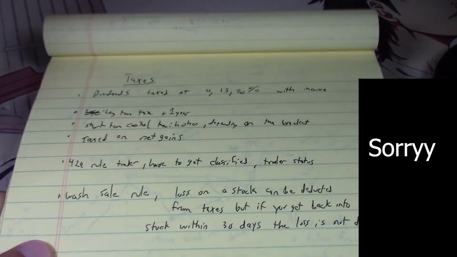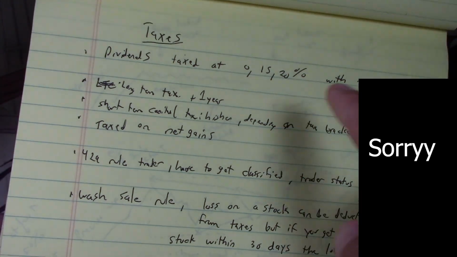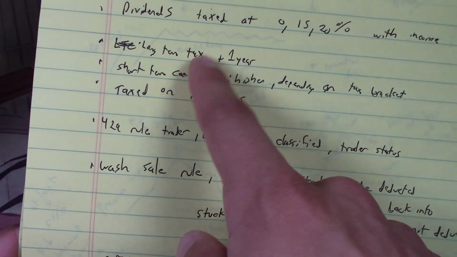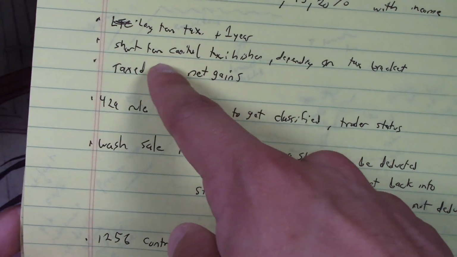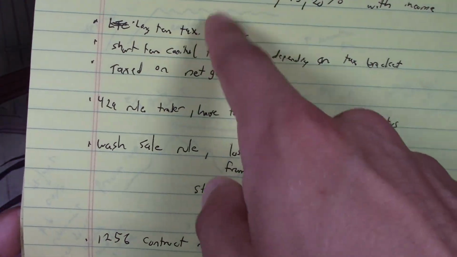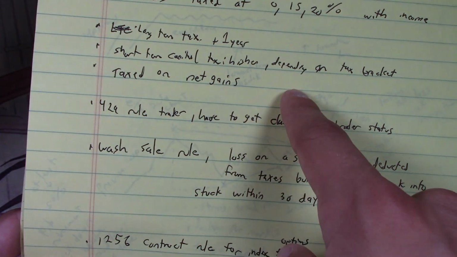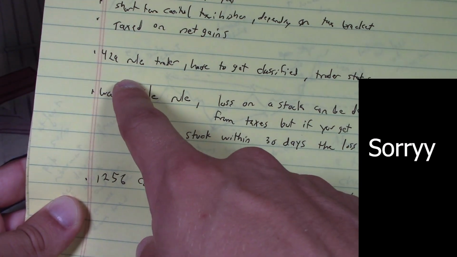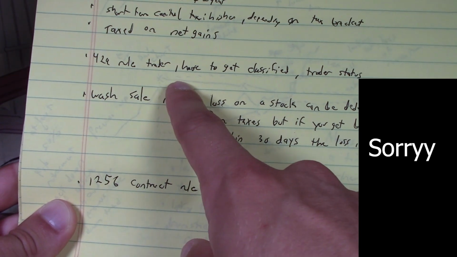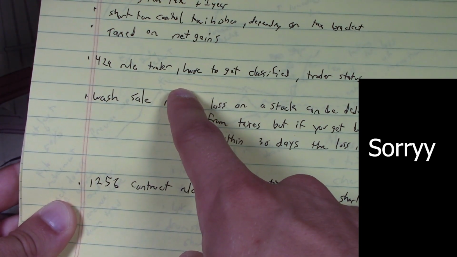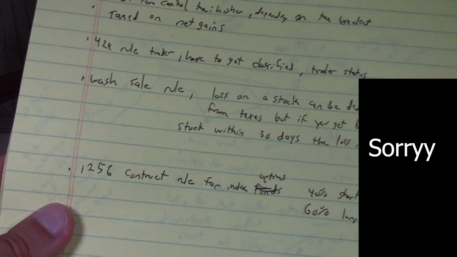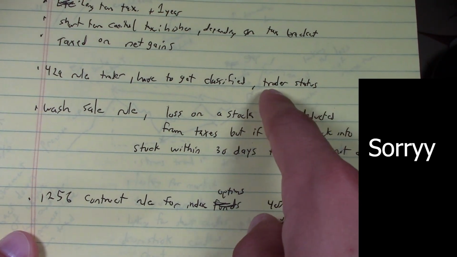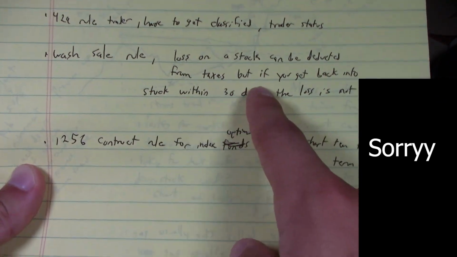Oh, taxes. Dividend taxes at 0, 15, 20% with income. If you hold it for 1 year, you get decreased taxes through long-term capital gains; short-term is anything less than that. Tax on net gains. The 429 rule, trader. What? I think that's if you're like a business trader, I don't know.